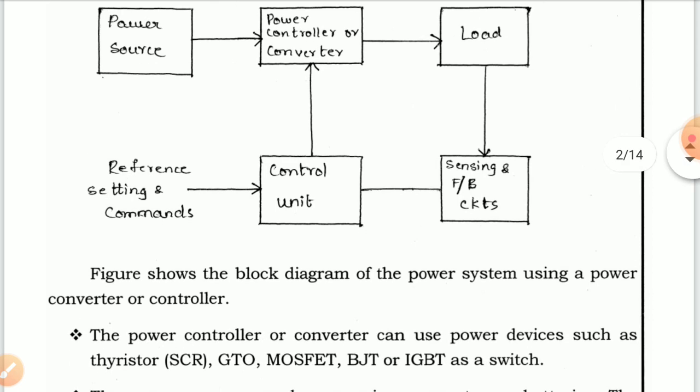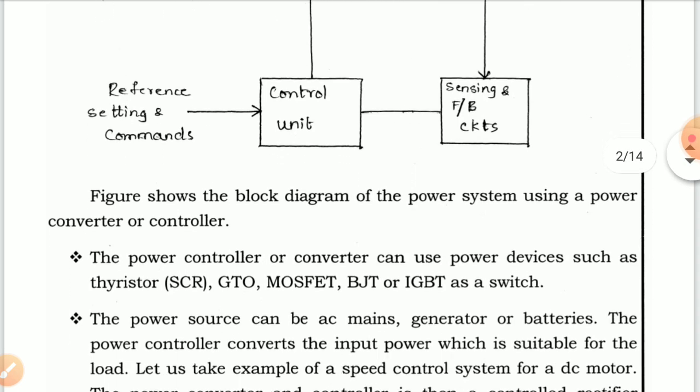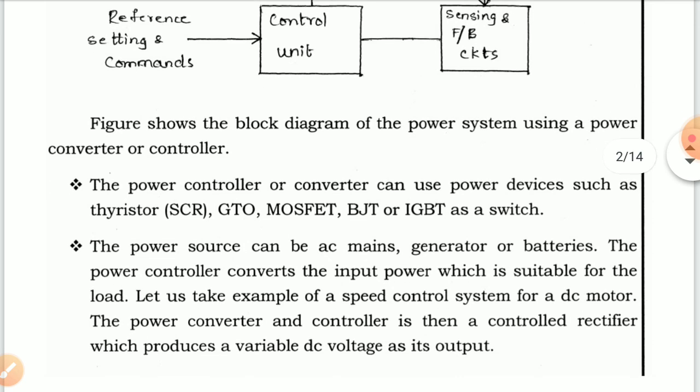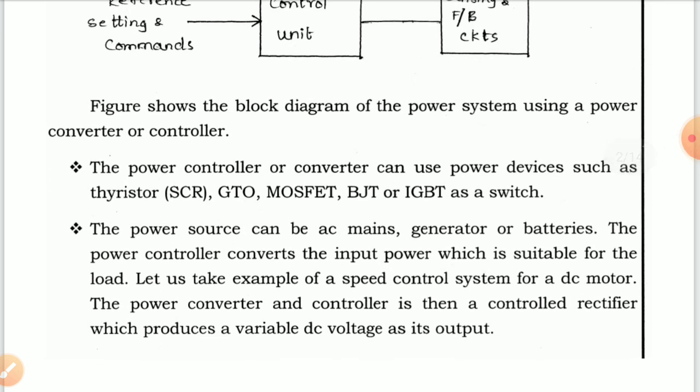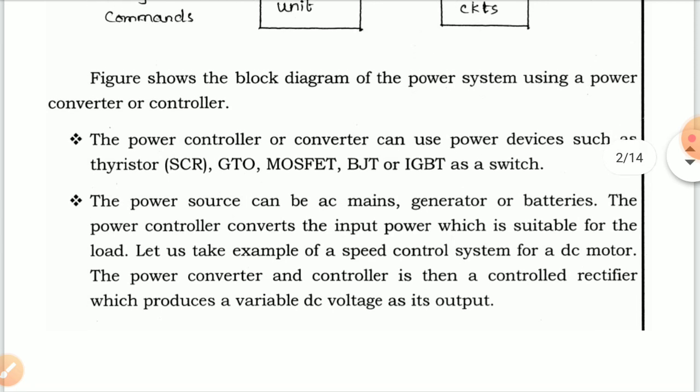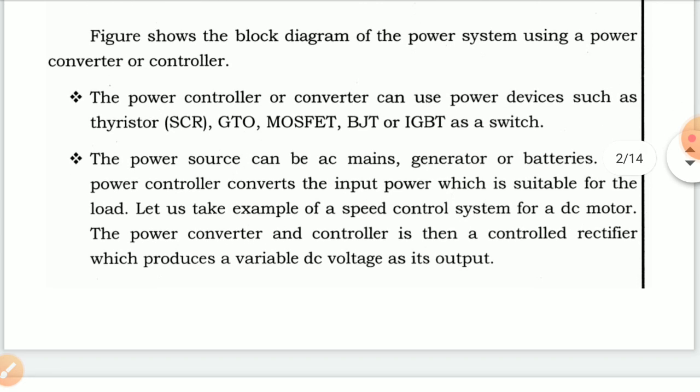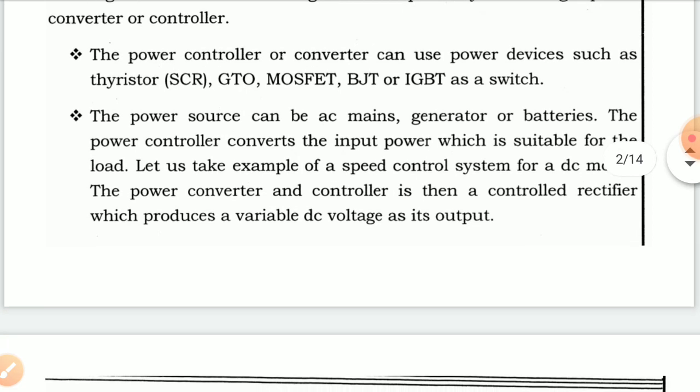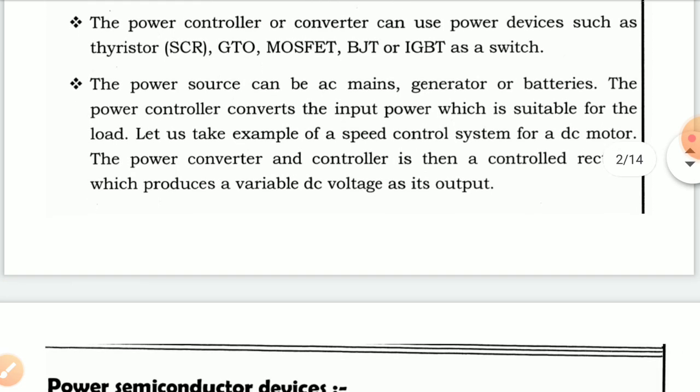So that is the generalized block diagram. As I already said, the power controller converter may use whatever switches you like: SCR, GTO, MOSFET, BJT, any switch can be used as a power converter. Then the power source can be mains, AC generators, AC or DC, as already explained, whichever is suitable based on the application. The power converter will convert it to another form.